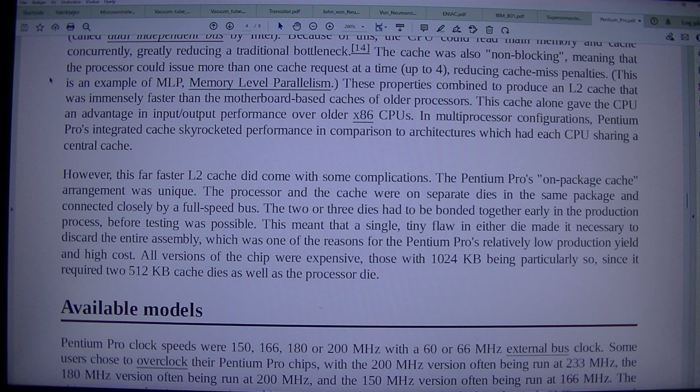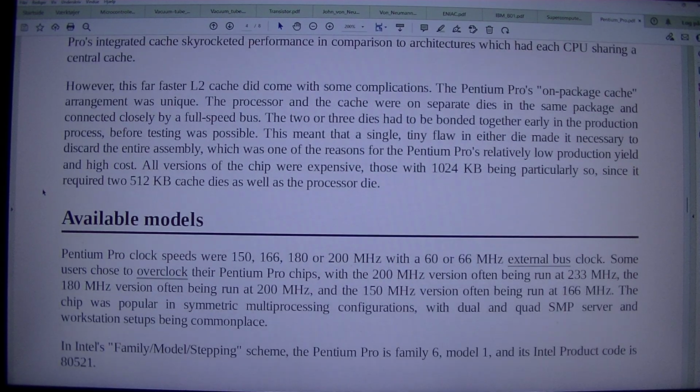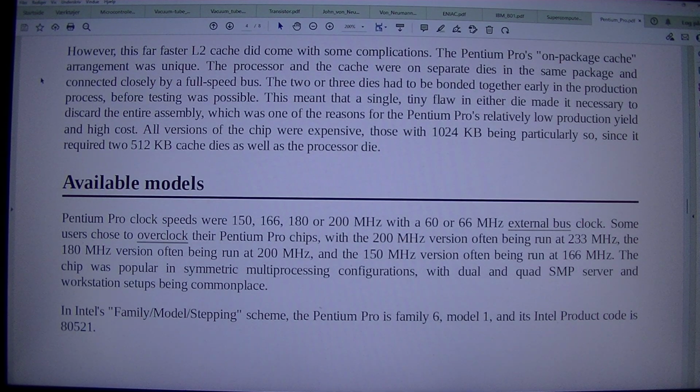These properties combined to produce an L2 cache that was immensely faster than the motherboard-based caches of older processors. This cache alone gave the CPU an advantage in input/output performance over older x86 CPUs. In multiprocessor configurations, Pentium Pro's integrated cache skyrocketed performance in comparison to architectures which had each CPU sharing a central cache. However, this far faster L2 cache did come with some complications.